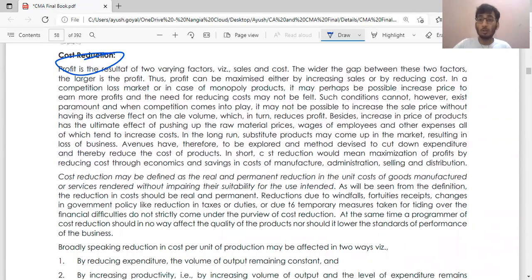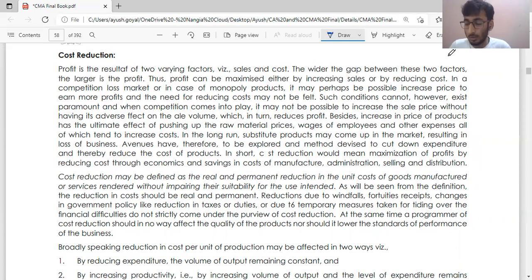Okay. Now, what is cost reduction? The next term is cost reduction. After cost control, the next term is cost reduction. Cost reduction is reducing the cost. In cost control, we set the target and keep the cost within the target. But in cost reduction, we want to reduce the cost from the earlier level. Whatever the earlier cost was, we need to reduce it. So there are two different things: cost control and cost reduction.